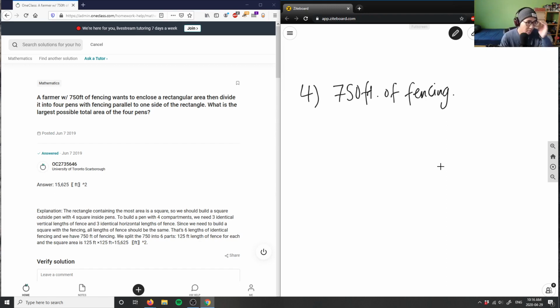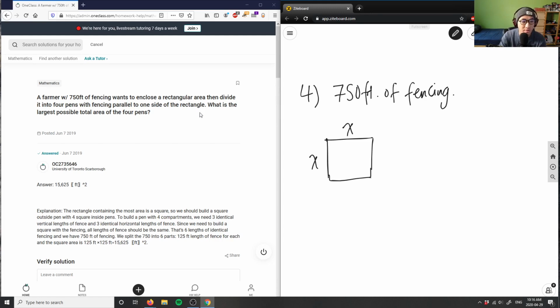So again, if we're talking about area here, we want to maximize the side lengths of our enclosed quadrilateral. So instead of a rectangle, what we're going to do is make a square. Basically, all four sides here are equal. So this would be x here, and it's x here, right? And we have, again, 750 feet of fencing. So in order for us to do this, I would have kind of a square here.